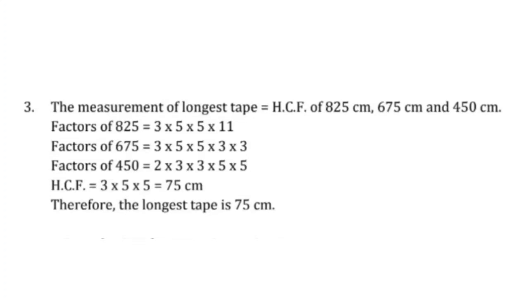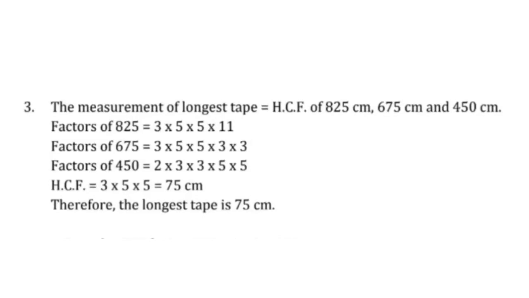So first write the factors of 825. So the factors are 3 into 5 into 5 into 11. Now the factors of 675. It is 3 into 3 into 3 into 5 into 5. Now factors of 450. 2 into 3 into 3 into 5 into 5. Now see the common factors. 3 is common, 5 is common, then again 5 is common. Okay. So the HCF is what? 75 centimeter. It means the answer is what? The longest tape is 75 centimeter.